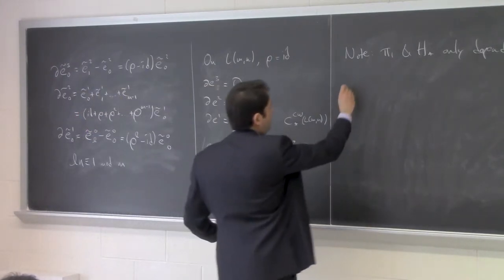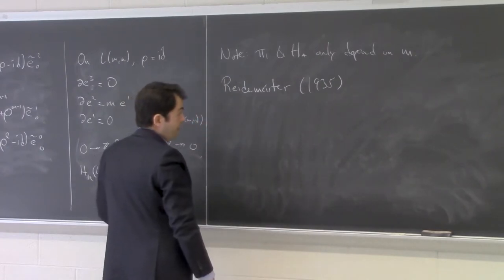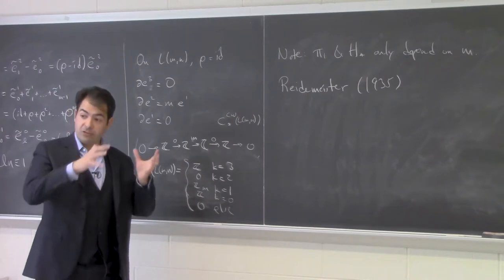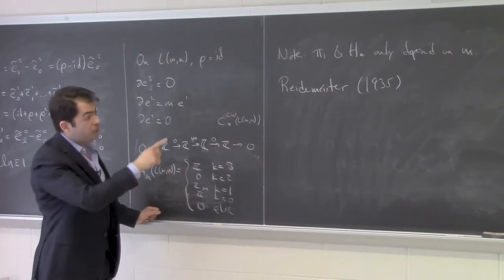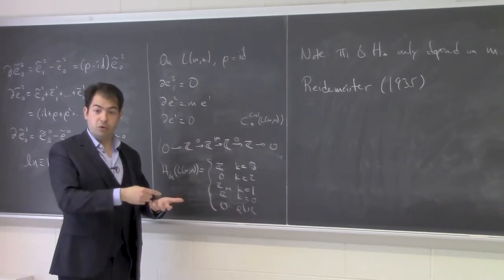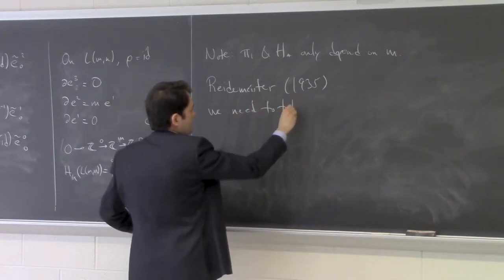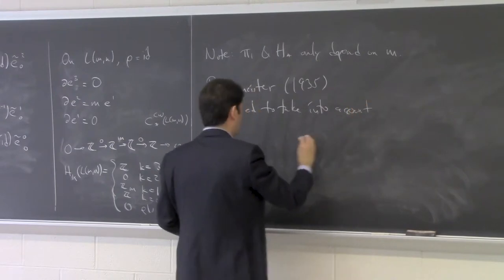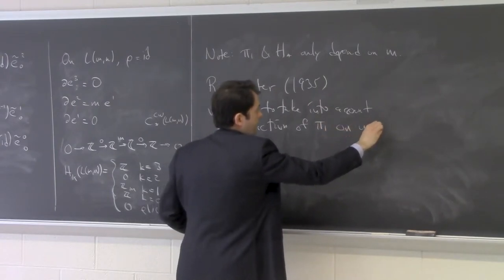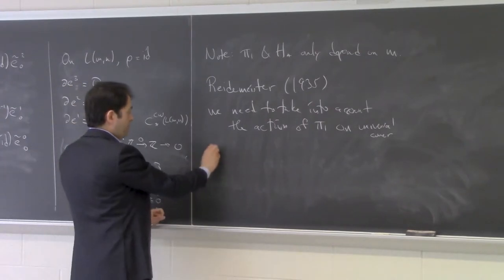Right? So what Reidemeister noted is that what you really want is to take into account how the fundamental group acts on the universal cover, right? Because the fundamental group is Z mod M, but we know that everything comes down to this rho acting on S3, and the rho is just the action of the fundamental group by deck transformations, right? So Reidemeister noticed that we need to take into account the action of pi 1 on the universal cover. And he defined a gadget to do that, which is called Reidemeister torsion.